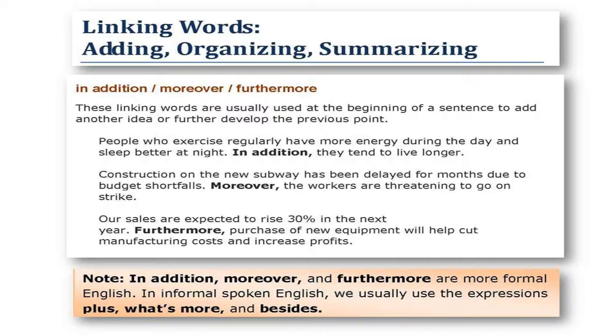Construction on the new subway has been delayed for months due to budget shortfalls. Moreover, the workers are threatening to go on strike. Our sales are expected to rise 30% in the next year. Furthermore, purchase of new equipment will help cut manufacturing costs and increase profits.